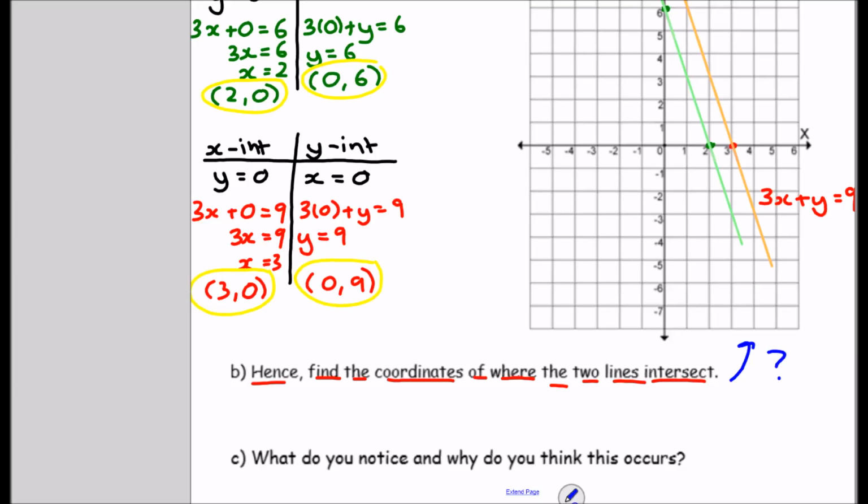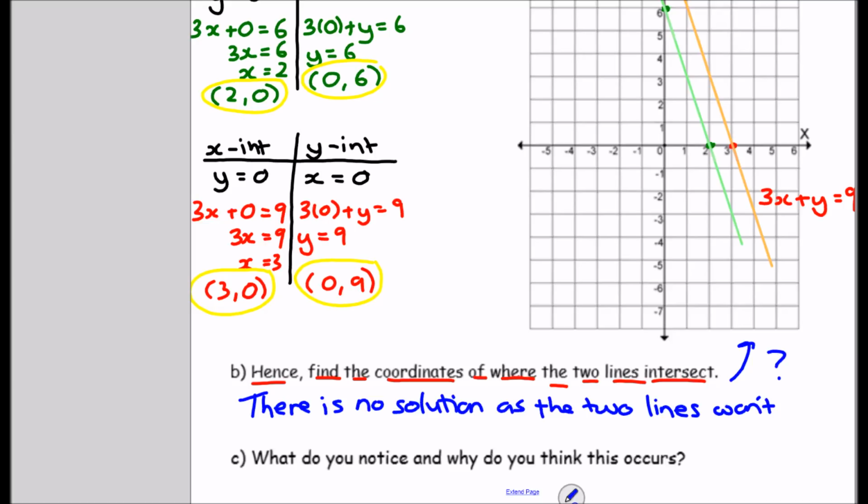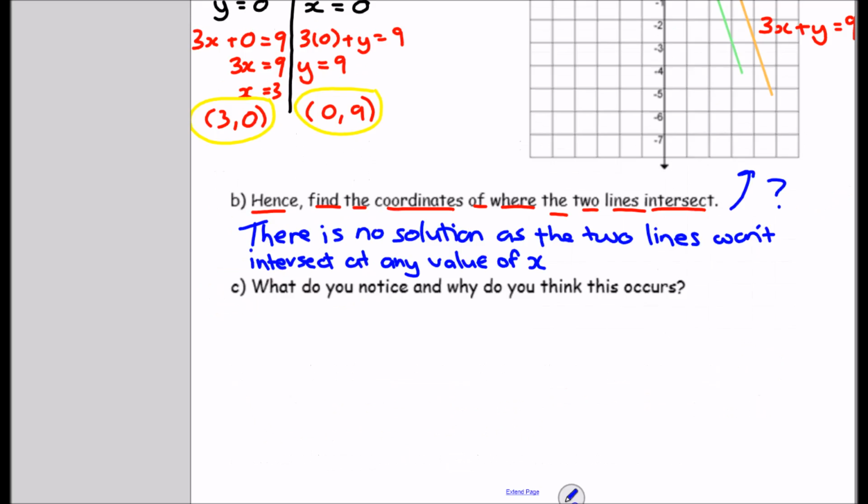Bit confusing. They appear to be parallel instead, don't they? So we might want to say there is no solution, as the two lines won't intersect, writing very slowly, at any value of x. So basically they won't intersect. You might have noticed that they're parallel as well. That's part B. What's part C?